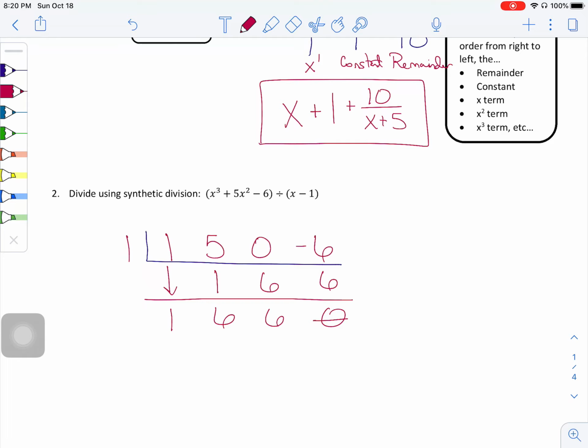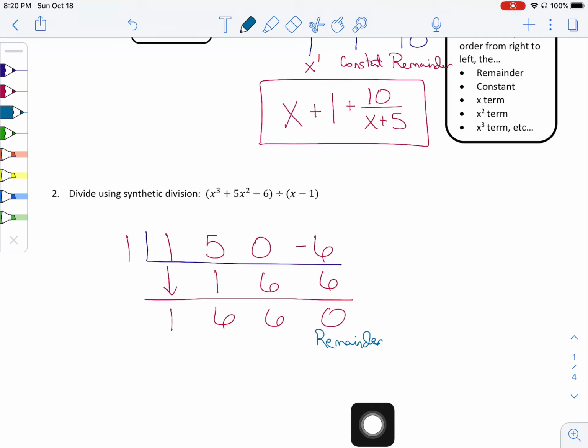Now, kind of nice to know. Okay, we're going to start again in terms of identifying these pieces. So this last value here is our remainder. What this tells me is that this polynomial has a perfect factor of x minus 1 in it. There's nothing left over, which is kind of nice.